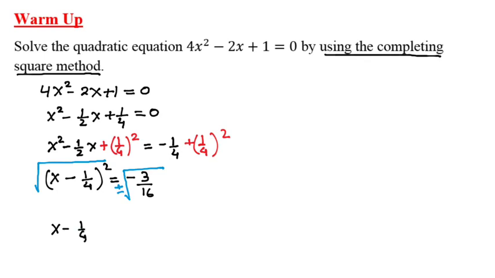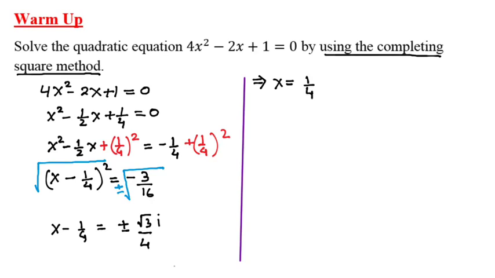x minus 1/4, because square and square root undo each other, equal to plus or minus. The square root of 3 is simply square root of 3, but there is negative 3, so it will be square root of 3i. Divided by, in the denominator, square root of 16 is 4. This implies x equal to, add 1/4 on both sides, 1/4 plus or minus square root of 3 divided by 4i. So it's a complex number, and we write it in a plus bi form, which is already there.